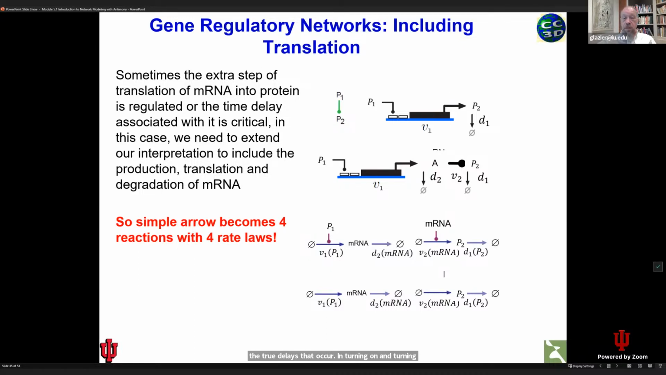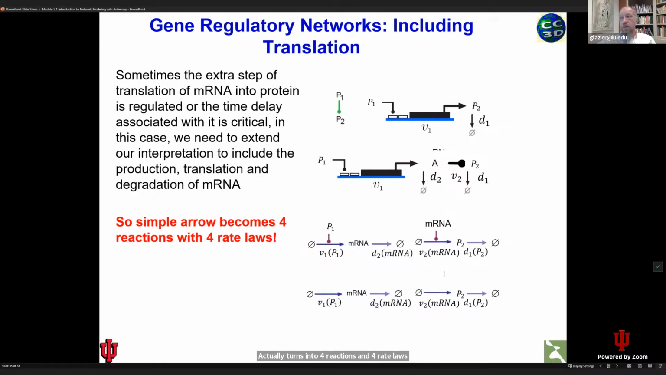Again, the messenger RNA itself decays. That's a very important method of regulating protein production. It's often neglected in models, as is the protein decay. And so this simple statement, P1 promotes P2, actually turns into 4 reactions and 4 rate laws.